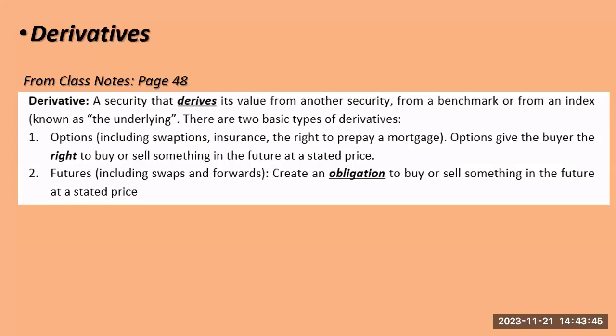So a call option on Apple, call option is the derivative, Apple is the underlying stock that you get your value off of. There's two types. There's only two types. There's options and futures.